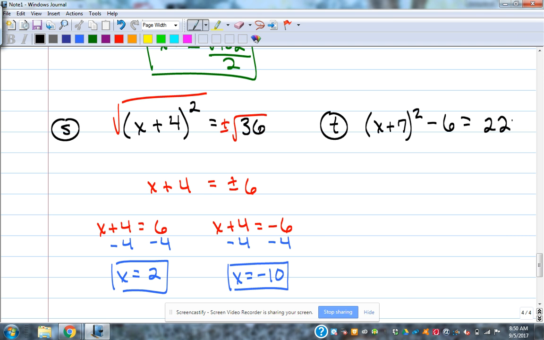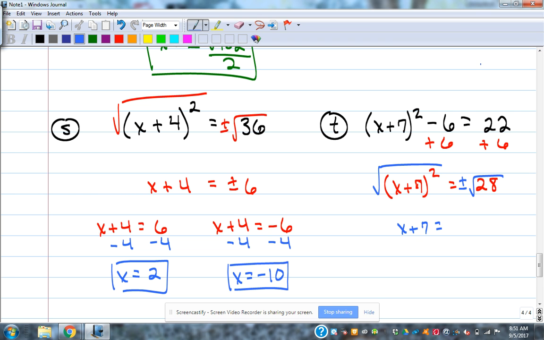So this one's a similar problem to this. That's why I wrote it beside it there, so we can look at this and see what's different. It's got that minus 6 over there. Can I get rid of it? Yeah. How? Add 6 to both sides. So that's going to be 28. Now, what do we do? I can take the square roots out. I can get rid of that squared on the parentheses.